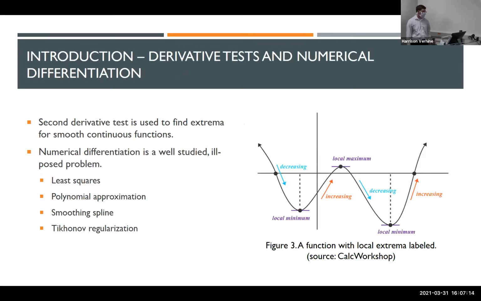Because the developed heuristic utilizes a numerical differentiation technique and an application of a second derivative test, it's worthwhile to briefly review these ideas. Derivative tests are a calculus technique for finding local extrema of smooth continuous functions. Figure 3 demonstrates an example. Each extrema occurs at a point with 0 derivative. The minima have a positive second derivative, while the maximum has a negative second derivative.